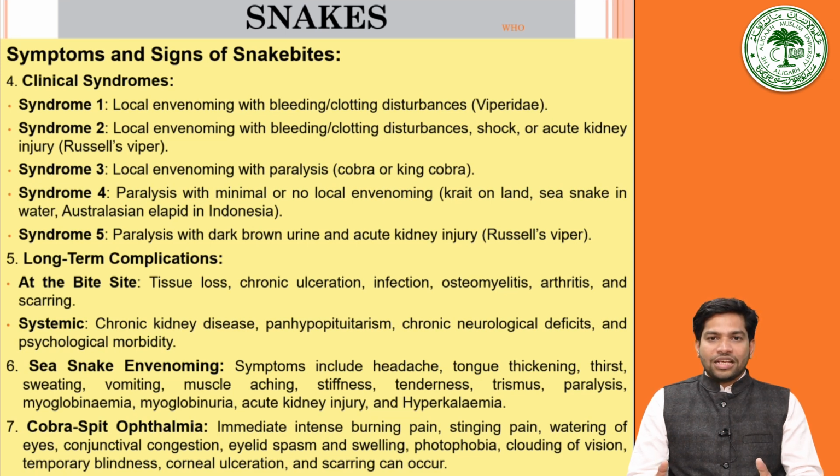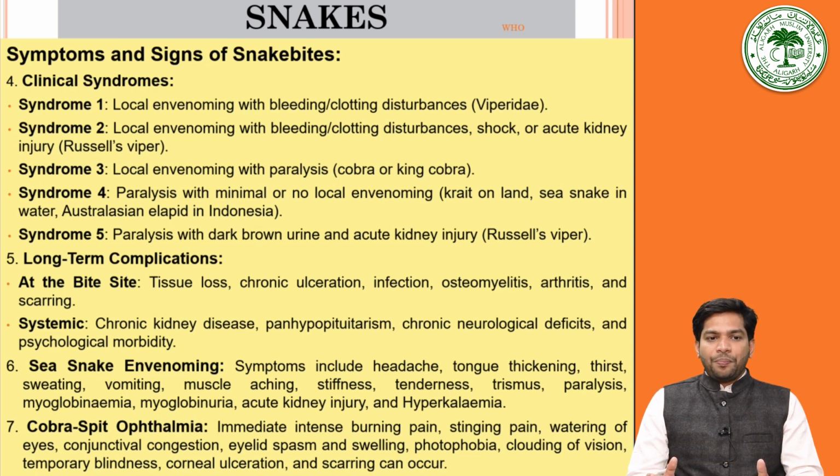That can include the krait on land and sea snakes in the water, Australian elapids in Indonesia. If you are finding an incidence of a bite, and there is minimum local envenomation or local reaction, and the patient is having signs of envenomation, that is highly suggestive of a krait bite. Also the bite site in these cases is very faint or not clearly visible, particularly due to the small teeth structure in the krait. So this must be looked upon.